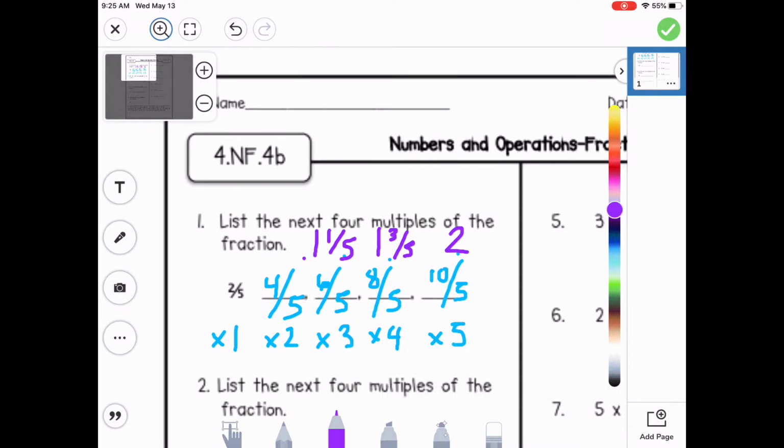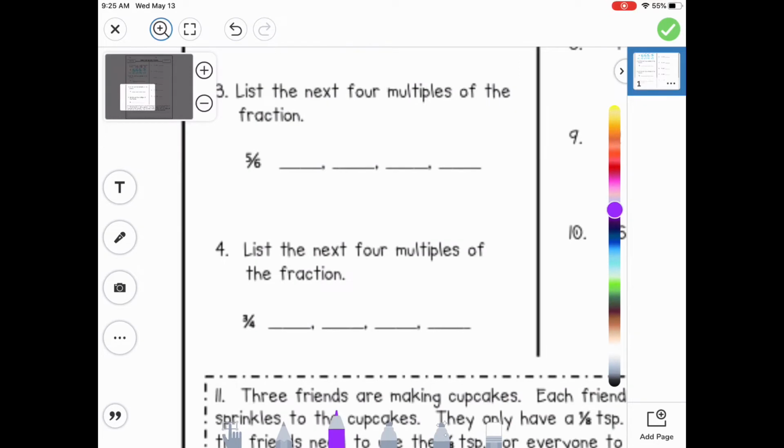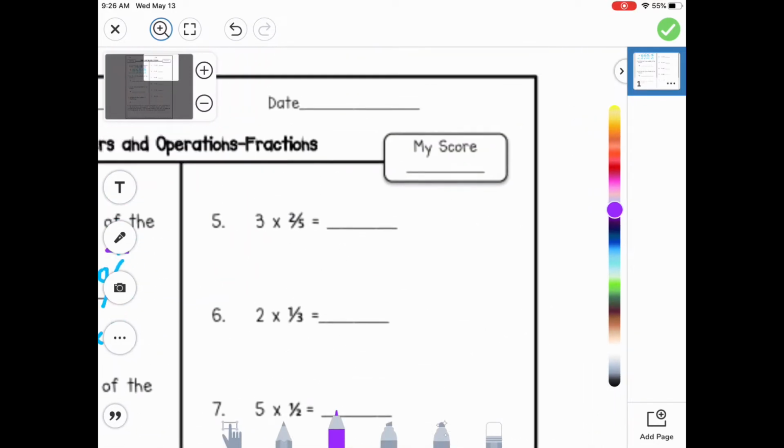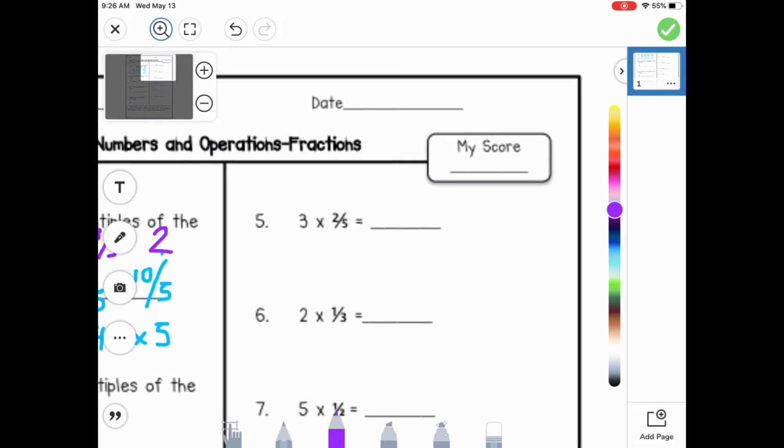This is what you're going to be doing for questions 2 through 4, just skip counting or listing the multiples of each fraction. On the opposite side, let's take a look at question number 5. There are a couple of strategies we could use to solve this problem, 3 times 2/5.